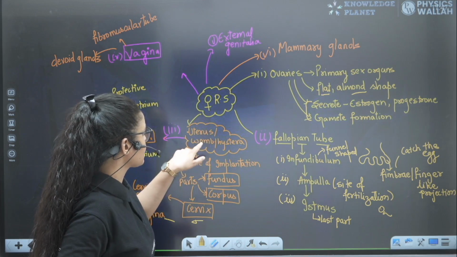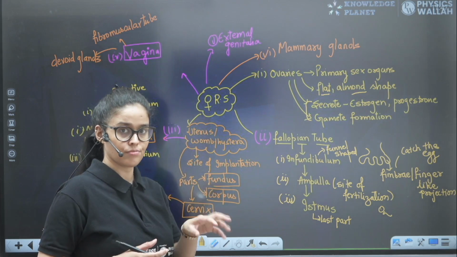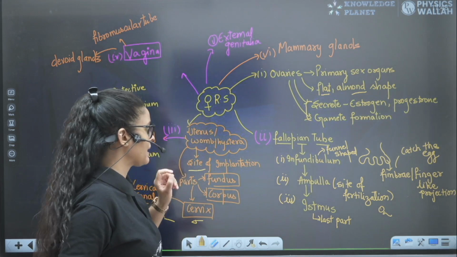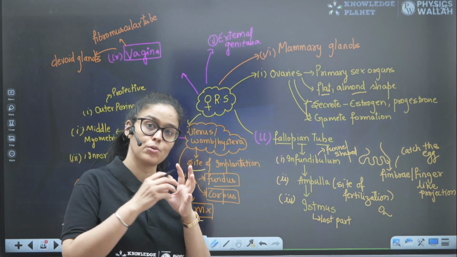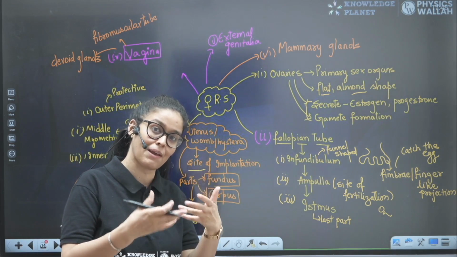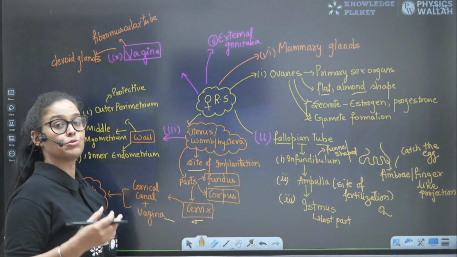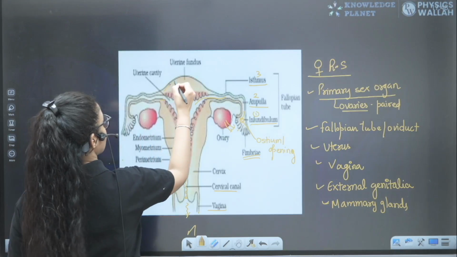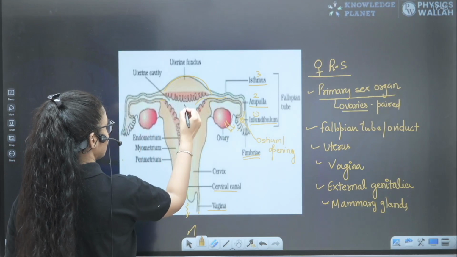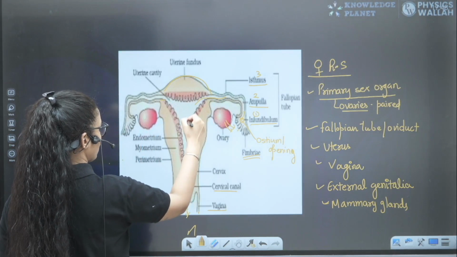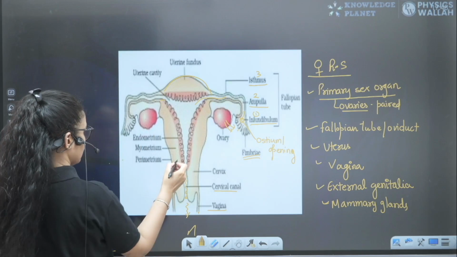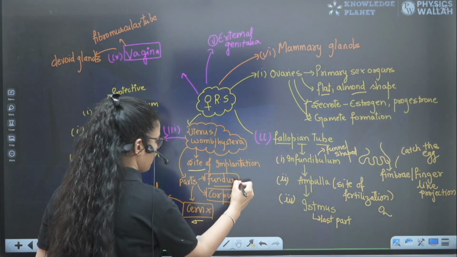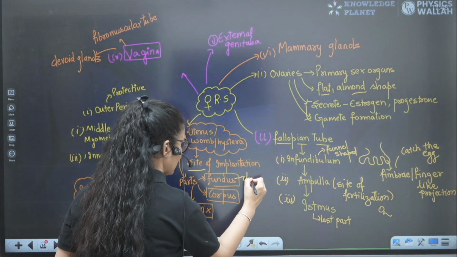Next, uterus, womb, or hystera. All these names are the same for uterus. This is the actual site for implantation. So here the embryo is implanted, right? And growth and development of the baby happen in the uterus, in the womb. It has three parts. The first part is the fundus, this dome shaped part. The main part is the body, corpus. And then obviously the cervical region is there, right? Cervix is there.